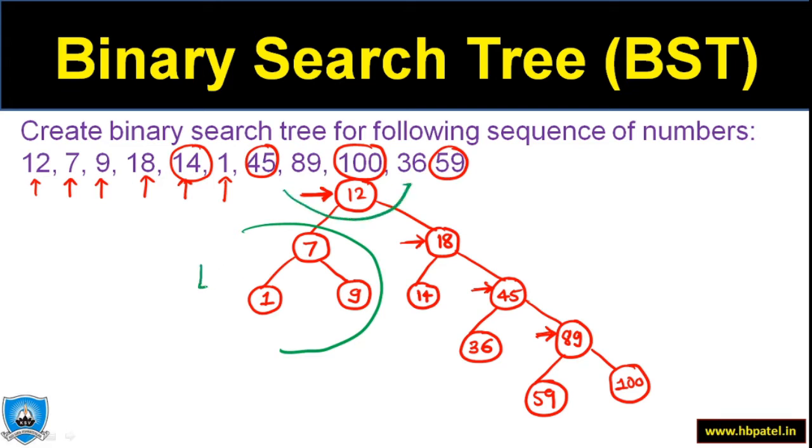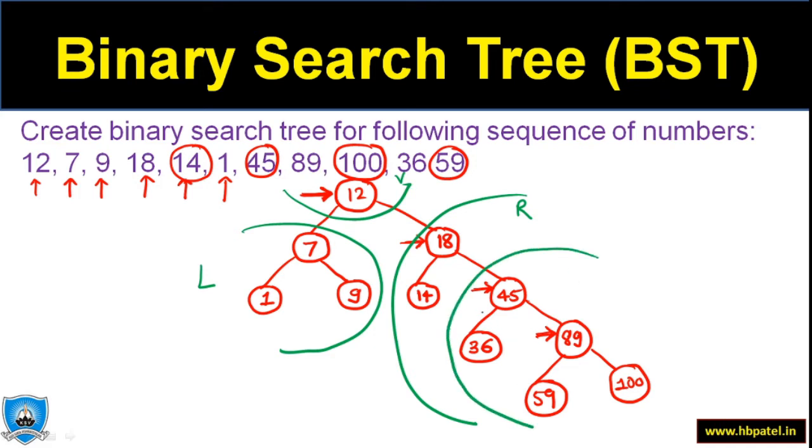Alright, this is my left side, this is my vertex, and all this on the right hand side. So you can see that all 14, 18, 45, 36, 89, 59, 100 are greater than 12. Or you can take any subtree also. If we take this particular subtree, then also you can see that this one is root 45, this one is 36 left hand side, and this one is right hand side.